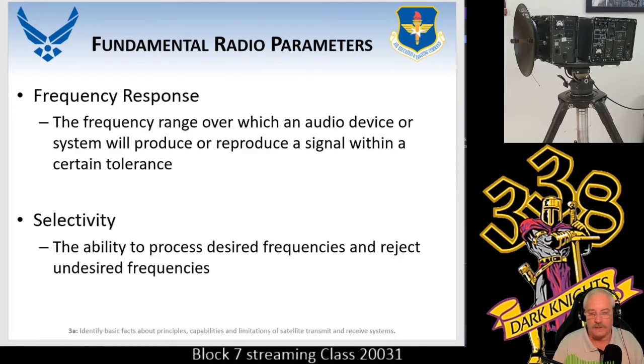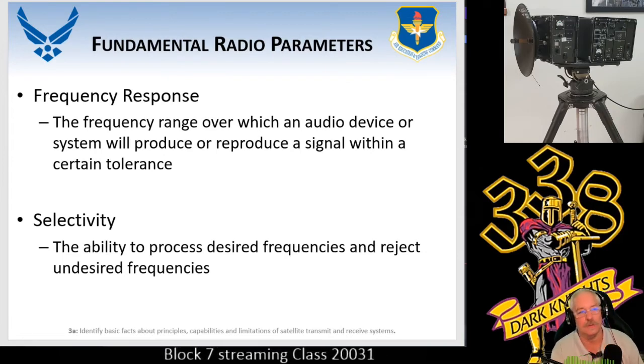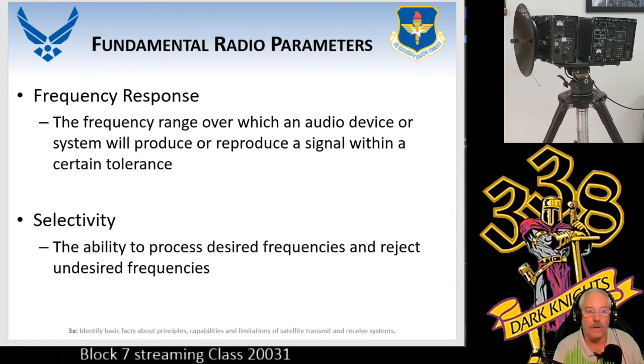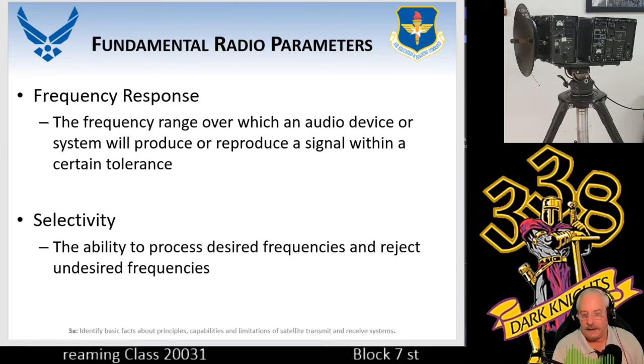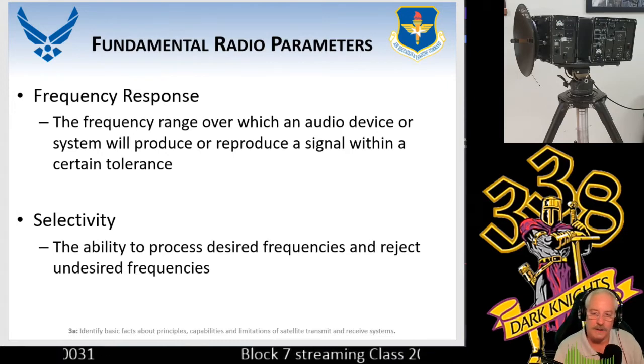Next up, we have frequency response. Now, I'm reading this one. Okay, it says the frequency range over which an audio device or system will produce or reproduce a signal within a certain tolerance. Now, most of you are going, okay, what does that mean? Back in the day when you had stereo systems, one of the first things I normally pulled out was looking at the frequency response of my audio system. Normally, it was anywhere from between 0.05 and 0.01%. Normally, I would want the 0.01.